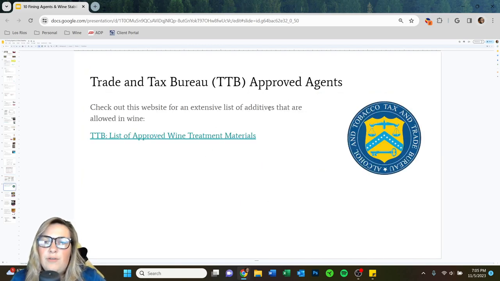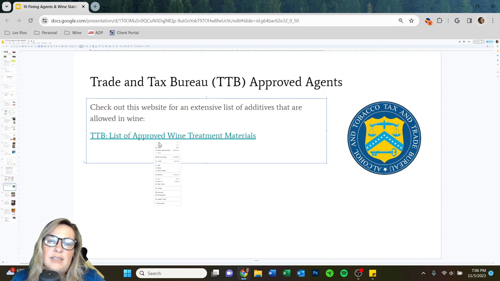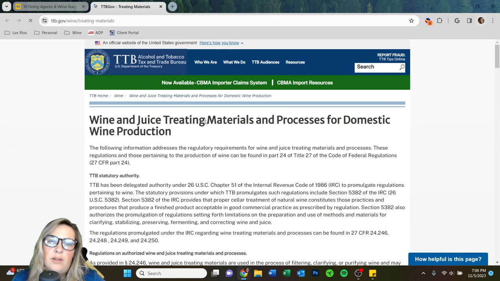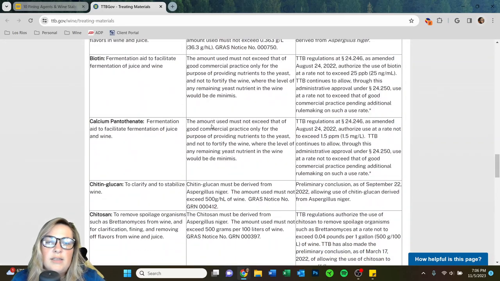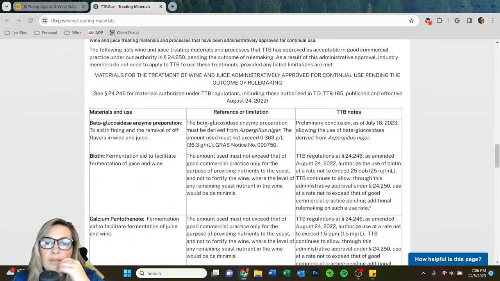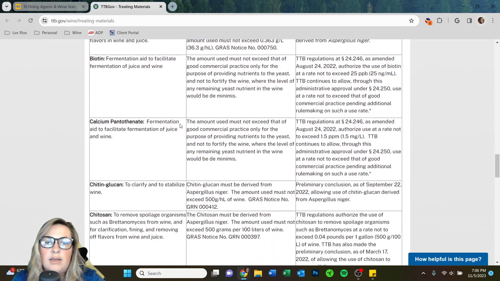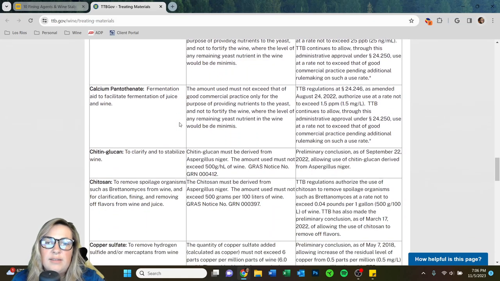Okay. If you are curious about all the wonderful things you can add to wine legally that are safe to consume, we have a fantastic website from the TTB of lists of approved additions. If it'll load here. Here we go. Awesome. So there's a whole list of what you can add legally to wine. It'll also tell you the concentration that's legal.